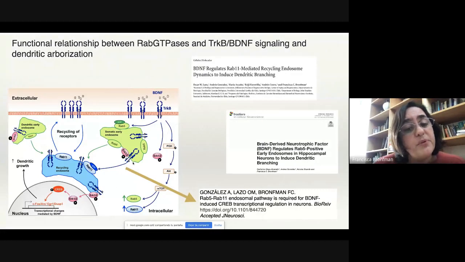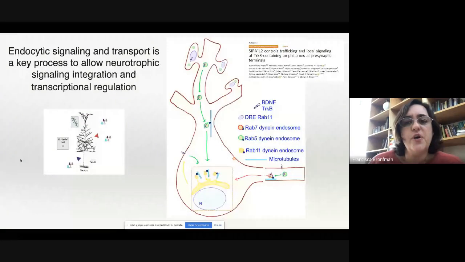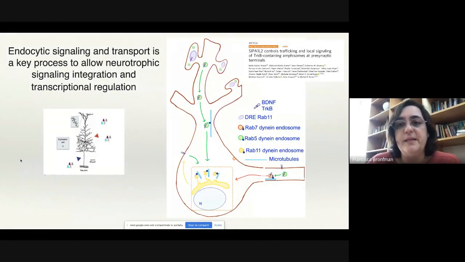Importantly, we show that the recycling pathway is required not only for local signaling in dendrites, but also for nuclear signaling. So activation of ERK and CREB is regulated by the activity of RAB11 GTPase, allowing dendritic growth. With all the years of research we have in the lab, we think that endocytic signaling and transport of these signaling endosomes is a key process that allows neurotrophic signaling integration and also transcriptional regulation.